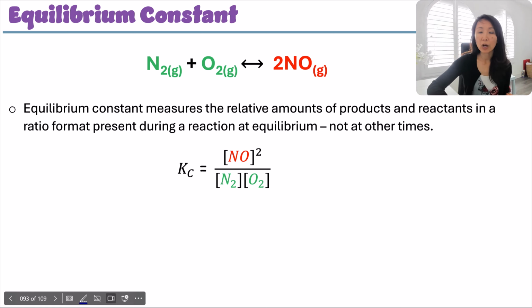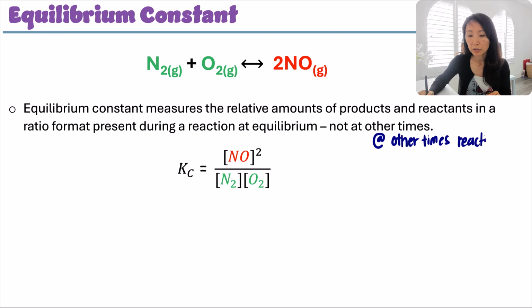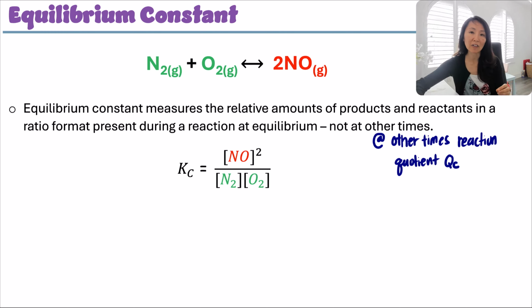If it was any time other than equilibrium, you're looking at the reaction quotient. That's represented as Qc, and that comes in a different video. Right here, we're talking about the equilibrium constant.